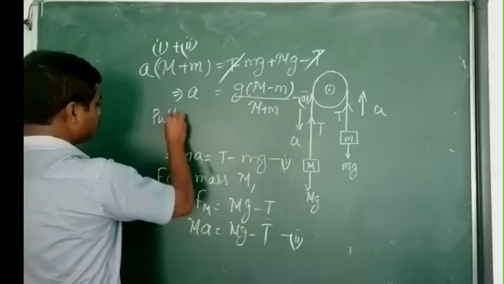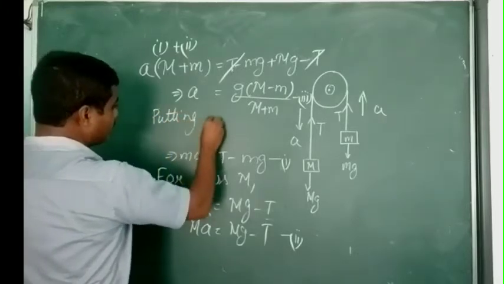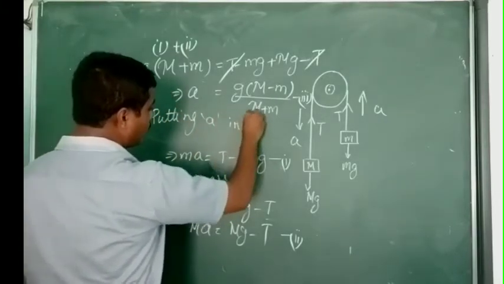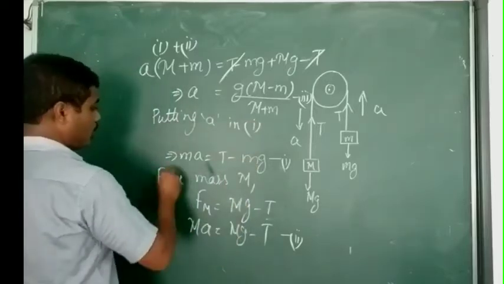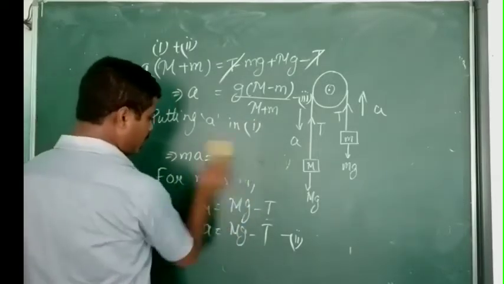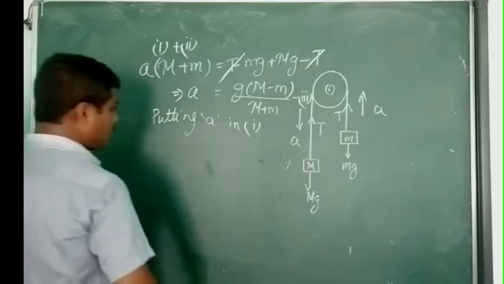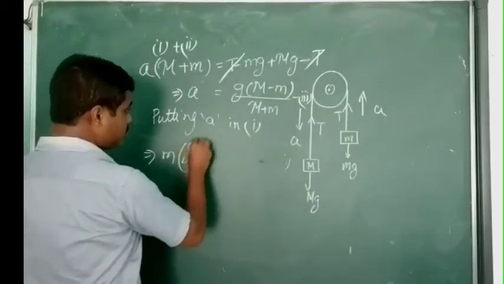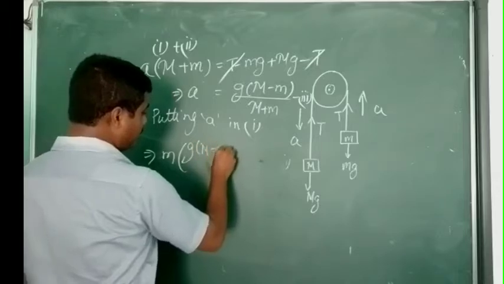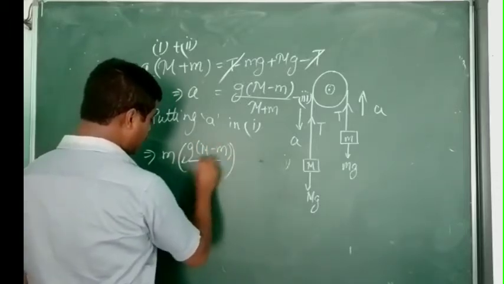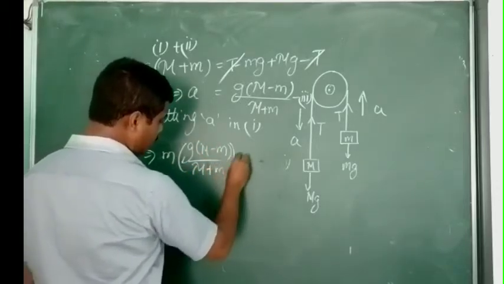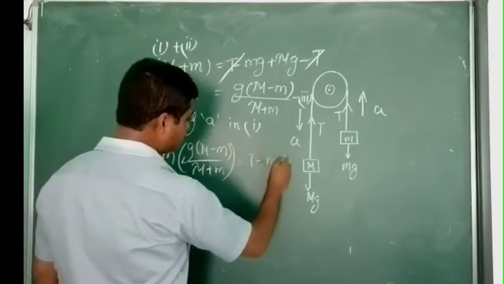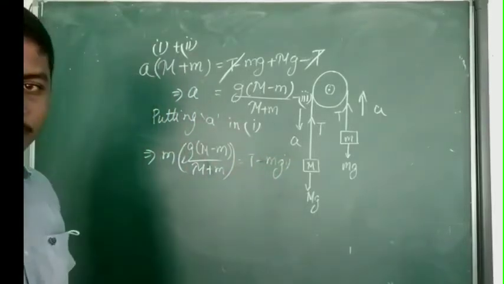Putting a in equation number 1, so it is ma equals T minus mg. So ma, we have got g times (M minus m) divided by (M plus m), is equal to T minus mg. We need to find out the value of the tension.